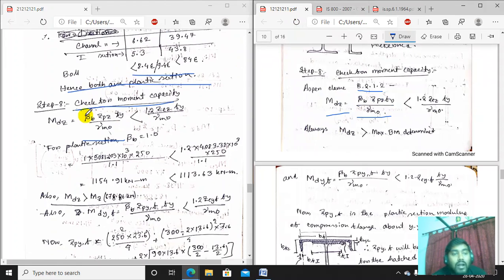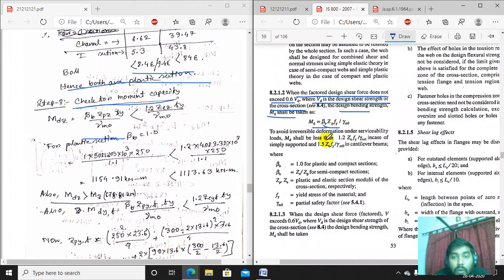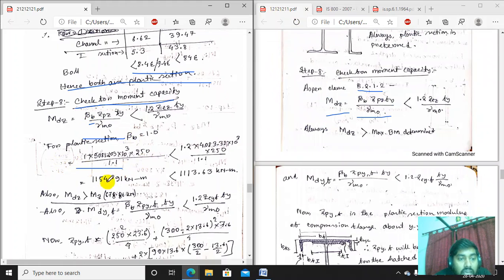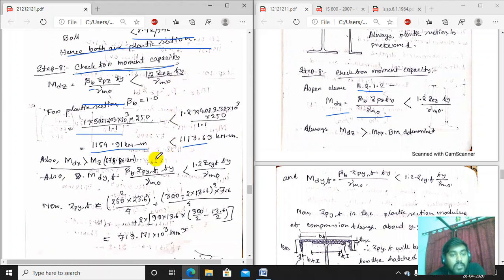So let us come to the formula. Beta b we know, beta b is 1.0 for plastic and compact sections. Putting all the values here, we are getting 1154.91 kilonewton meter, which is also less than 1113, that is 1.2 Ze z fy by gamma m0. Now Md z is greater than Mz, so the moment capacity is fine.